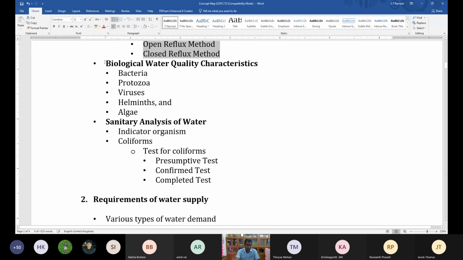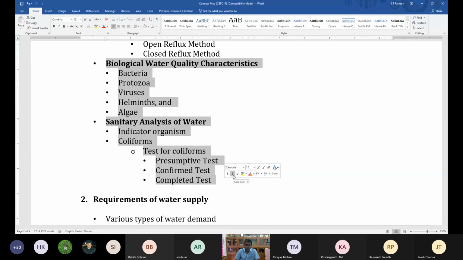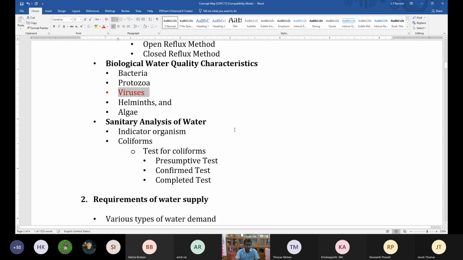The third segment is being familiar with the physical and chemical characteristics of water, and we'll be discussing in detail the biological water quality characteristics. Predominant microorganisms in the water are bacteria, protozoa, and virus, and in some cases algae. Out of these, normally we will not consider virus in the water system for treatment or any design purpose, because virus doesn't have any metabolic activity. Please remember that, it is important.